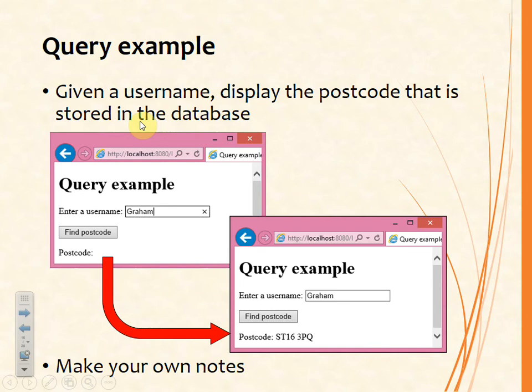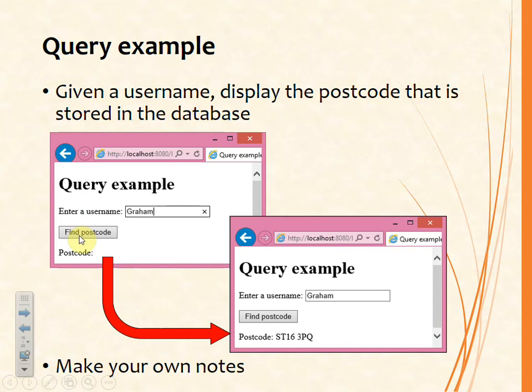Right, I'm just going to take you through an example here about, given a username, display the postcode. I'll leave you to look at the code in detail because it's all very simple code, and if you've watched those two previous videos, you should be able to work out what's going on. Here we have a query example. Enter a username, click the button Find Postcode, and then we'll expect the postcode to be displayed for that particular username. When we click Find Postcode, that's going to be a submit button.